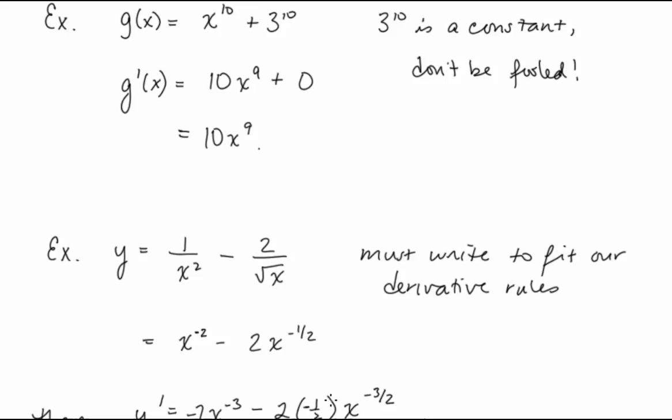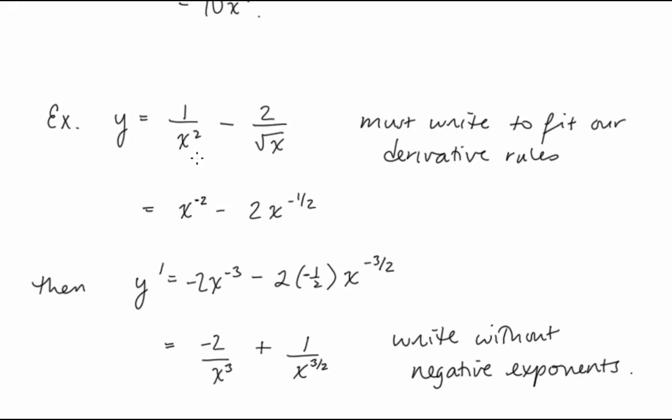Now here we have y equals 1 over x squared minus 2 over radical x. And the thing to remember here is that in order to use the derivative formulas we saw above, we have to make these functions fit exactly in. There's no rule that says 1 over x to the nth power and how to take its derivative. The rule says x to the nth power. So in order to take the derivative here, we have to write this as x to a power. So we rewrite this as x to the negative 2, and then we can take its derivative.